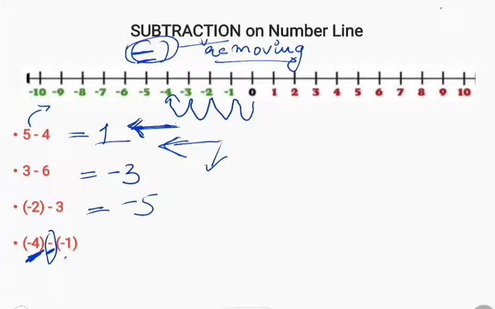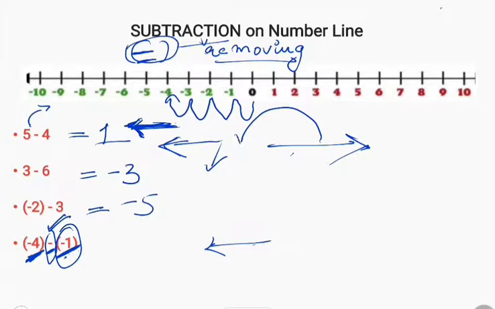Now how many steps do we have to move? Again, there is a minus sign, minus 1. 1 step, but minus. So minus means remove and go on the left side, but we are already moving on the left side because there is a negative sign. So the minus sign again indicates we have to change the direction, because initially when nothing is given, we usually move on the right side on the number line. So when a negative sign comes, we change the direction. So we move on the left side.